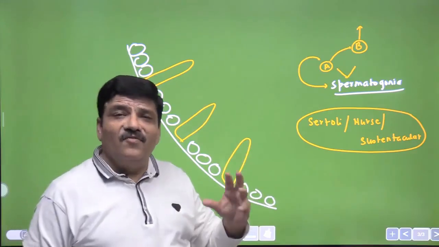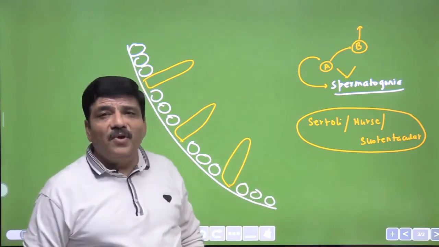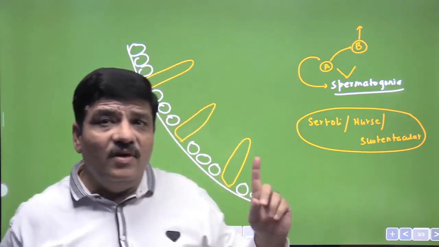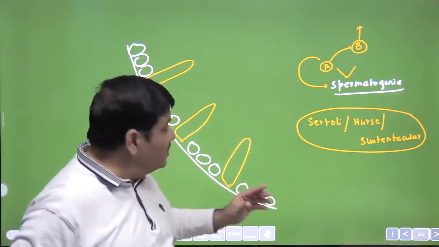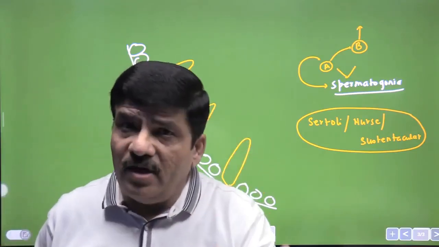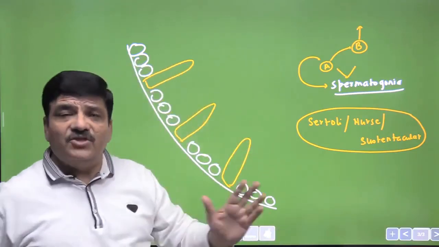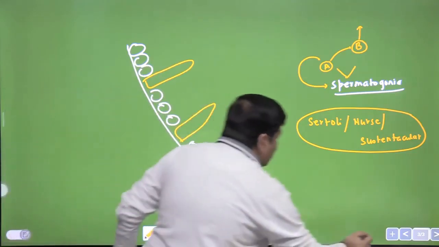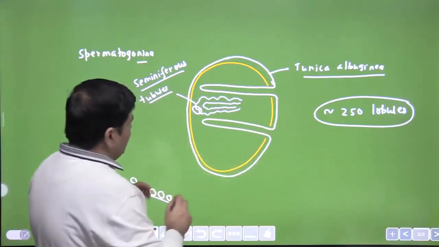Again, this is unnecessary information, but just to tell you the importance of Sertoli cells, please try to remember the main thing: they help in spermiogenesis, and they are under the control of a hormone, which is follicle stimulating hormone, FSH. So please try to remember these two things. Now coming back to the previous diagram.